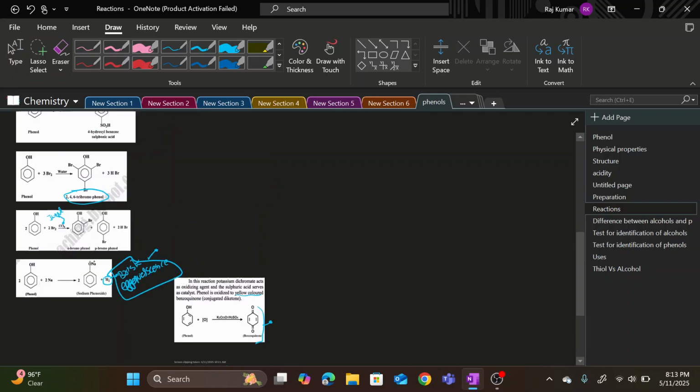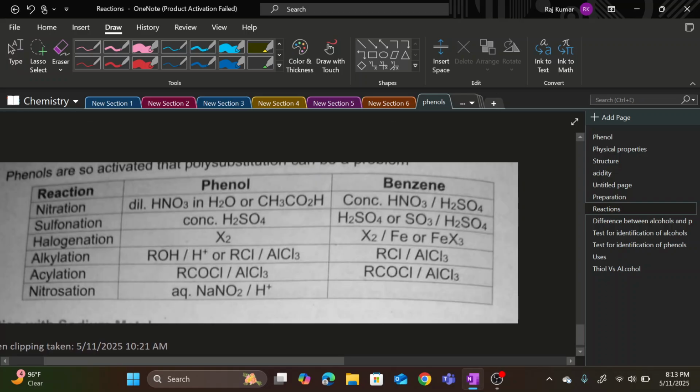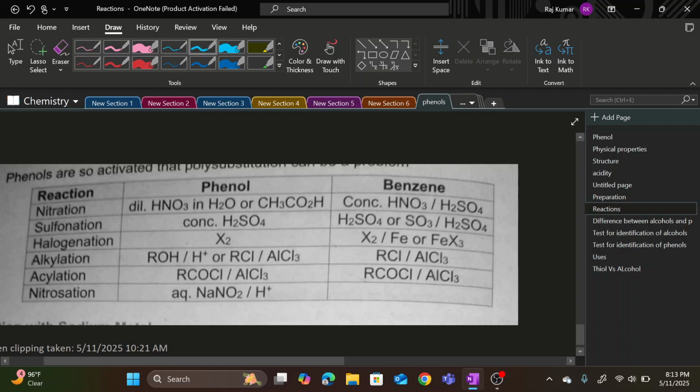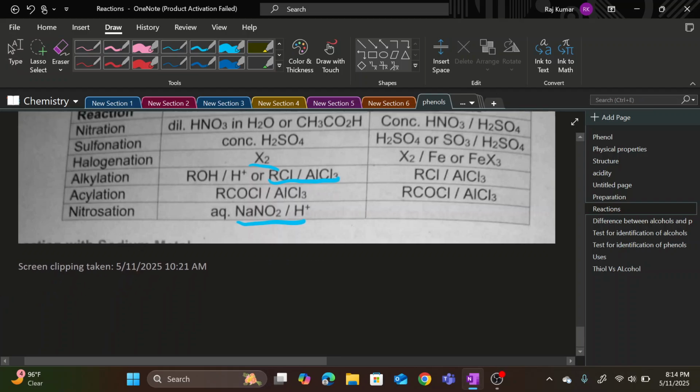Now, these are some of the reactions which we have done. If we were to summarize it all, we get this. For nitration, we use nitric acid. For sulfonation, we use sulfuric acid. For halogenation, we use halogen molecules. For alkylation, we use alkyl halide in the presence of Lewis acid, or alcohols. And for acylation we use acyl halide. And nitrosation was again an important reaction that I believe should be discussed here as well.